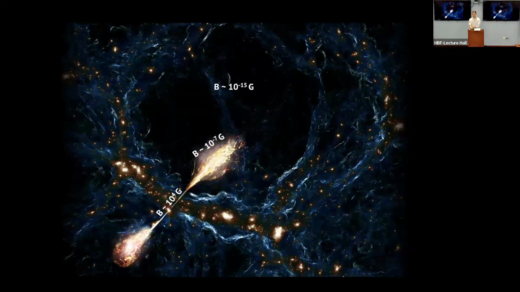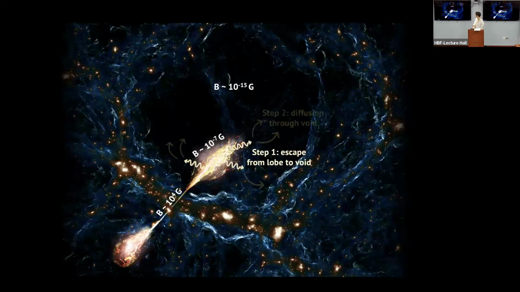And that means that we have many pieces of the puzzle to evaluate whether this is possible. We know they tend to stick out of the filaments. We know the field strengths here. The only thing that we now need to verify is, can the field that is in the lobe spread throughout the lobe? So that's the last part. What we envision for this is that the electrons and positrons would have to escape from the lobe into the void. And then in the second step, the particles would need to diffuse through the void and carry with them the field.